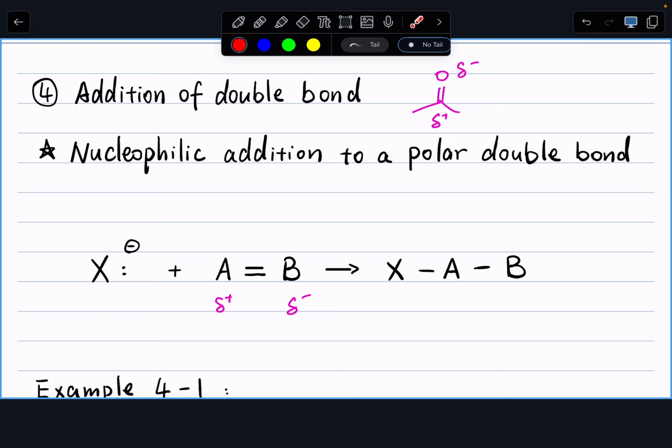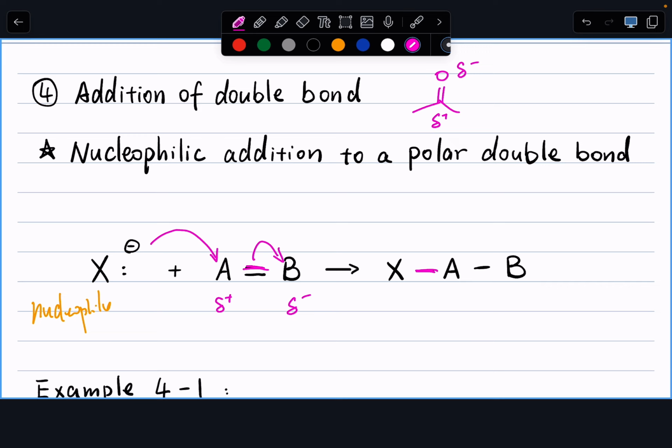Now you start from the nucleophile. The nucleophile attacks the electrophilic site, and the electrons get pushed onto the electron negative atom B. So we're forming a new AX bond, at the same time breaking the pi bond of your AB.